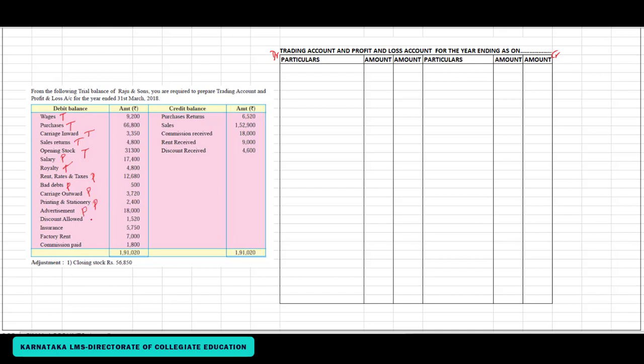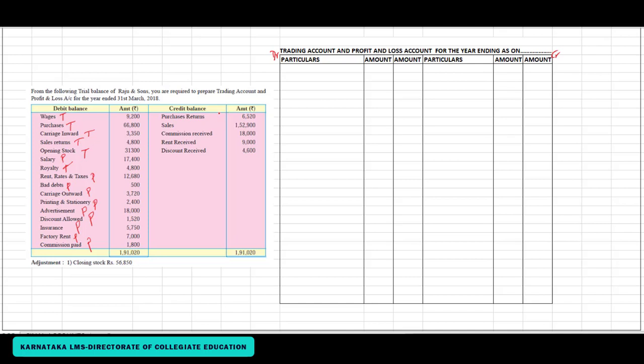Similarly, advertisement is a profit and loss account item. Discount allowed, insurance, factory rent and commission paid. See, these are all the indirect expenses, so all these items come under the profit and loss account.